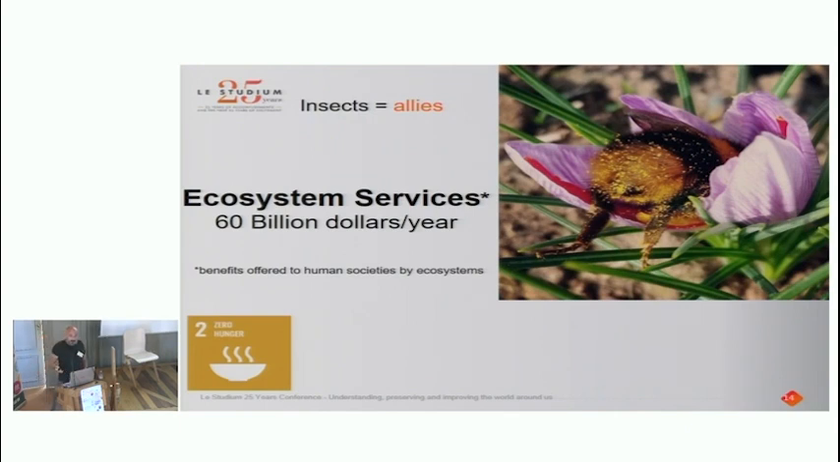So insects can be enemies, but they can also be allies. The most well-known example is all the ecosystem services that insects provide to the ecosystem. The most common example is pollination, for example. What insects do for the functioning of the ecosystems is estimated to be worth $60 billion a year. And by pollinating plants, they provide food to many of us.